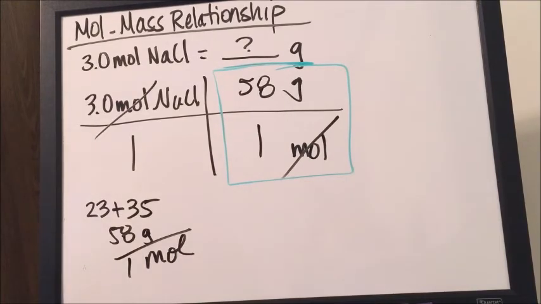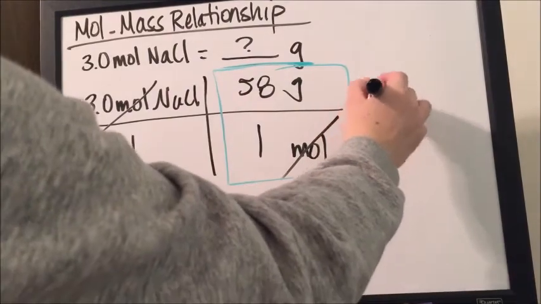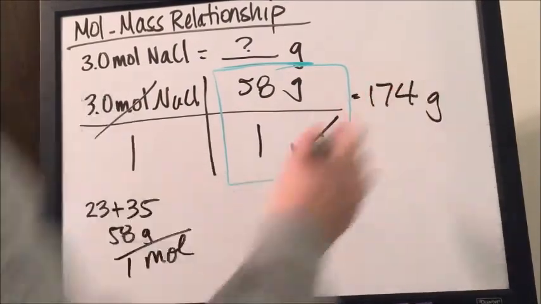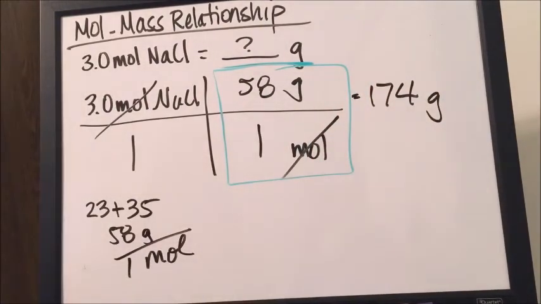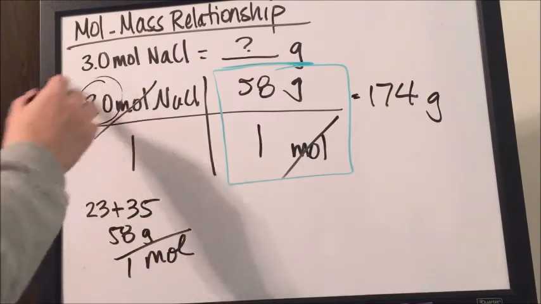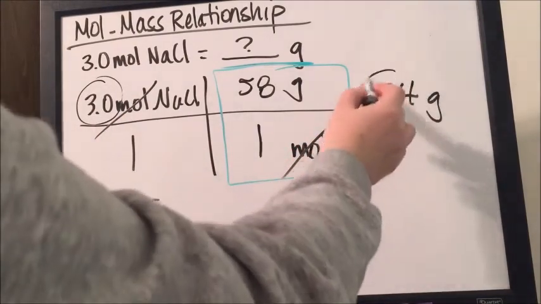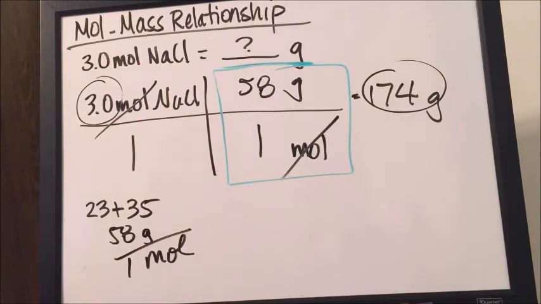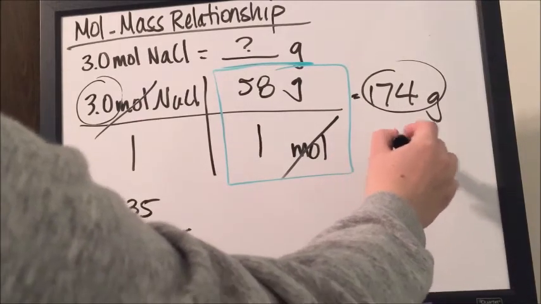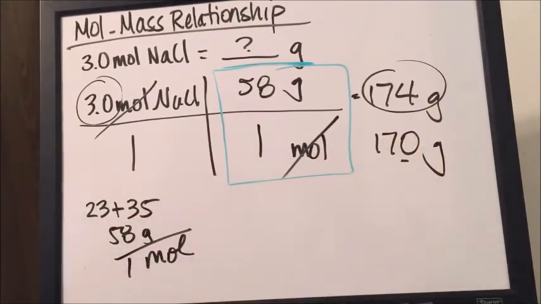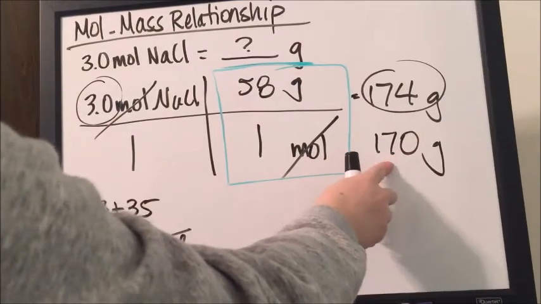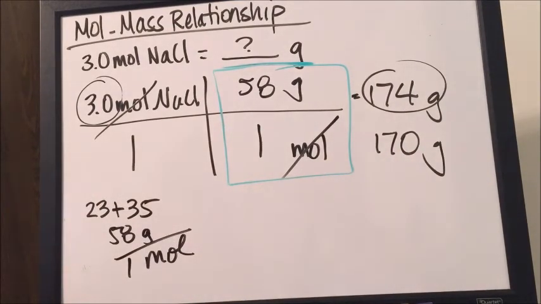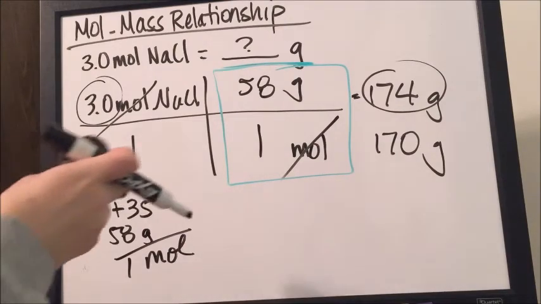And now I have a very simple math problem. 3 times 58 gives me 174 grams as my answer. If we're being picky here with sig figs, I only have 2, which means this can only have 2. And so I would have to round that to 170 grams. Remember, this 0 here is not significant. And so my only significant figures in this are the 1 and the 7. Okay, let's do another.